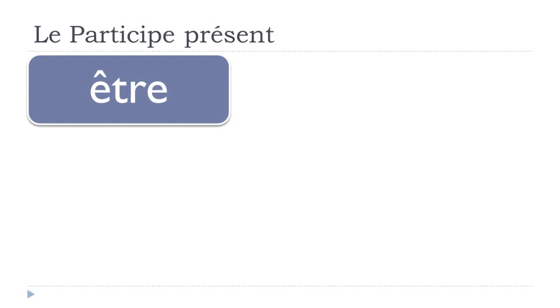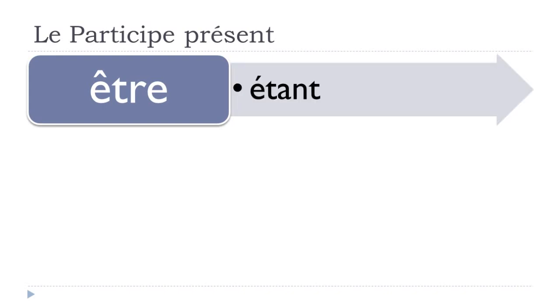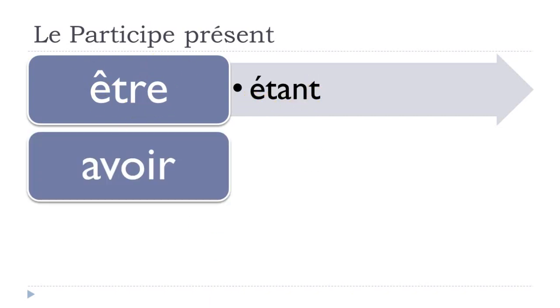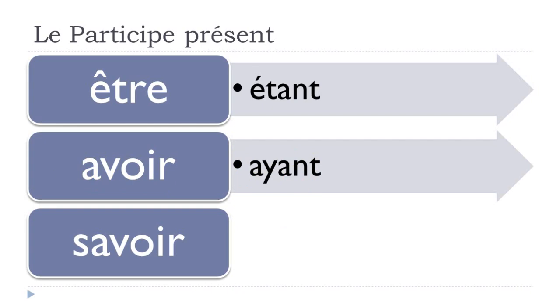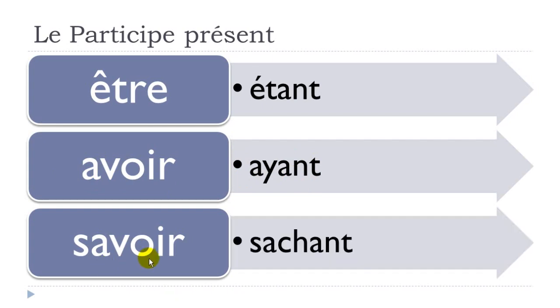The first one is être, and it will give you étant. So étant will be the participe présent form of être. Être is to be. And then avoir, to have, and you will get ayant. Ayant will be the participe présent form of avoir. And the last one will be savoir. Savoir is to know, and we will get sachant. So étant for être, ayant for avoir, and sachant for savoir.